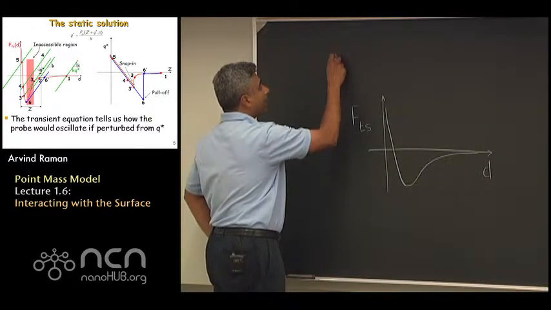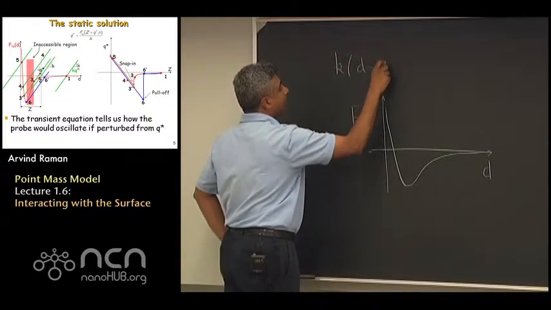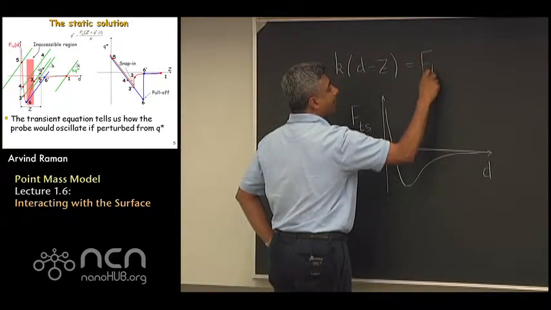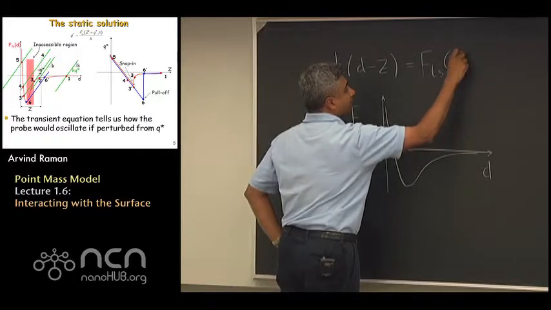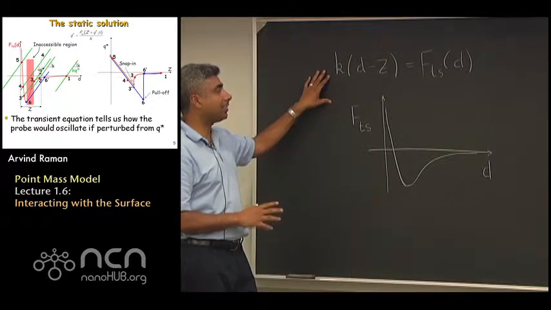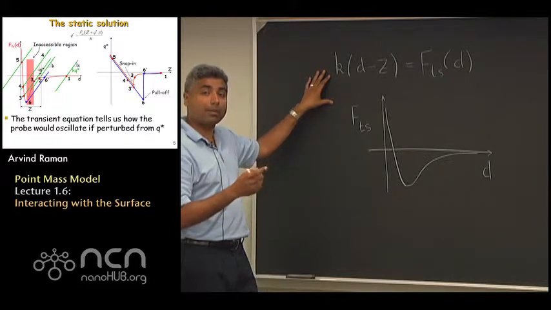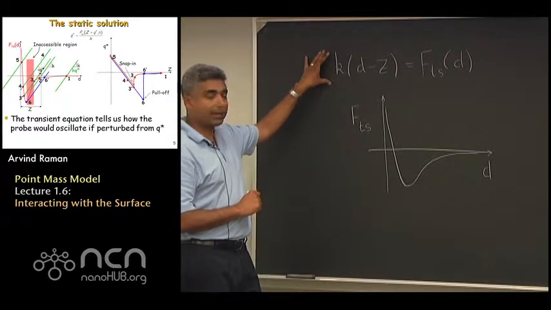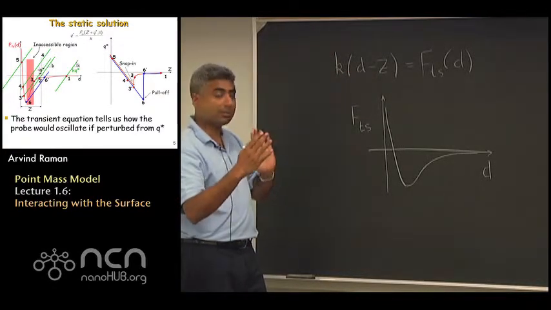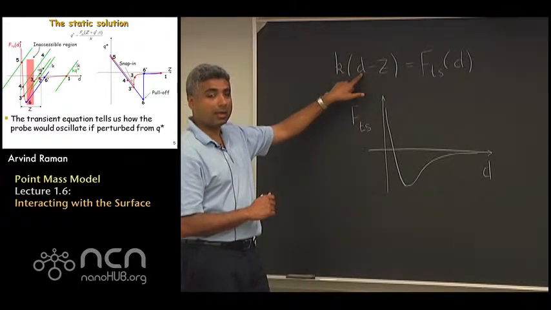So the equation we're trying to solve is k(D minus Z) equaling F_TS as a function of D. Any solution to this, it's not a differential equation, will satisfy the equilibrium requirements and balance the forces. So in this thought example, we're going to change the Z, which is the separation between the cantilever and the sample, and try to figure out the value of D star that satisfies this equality.